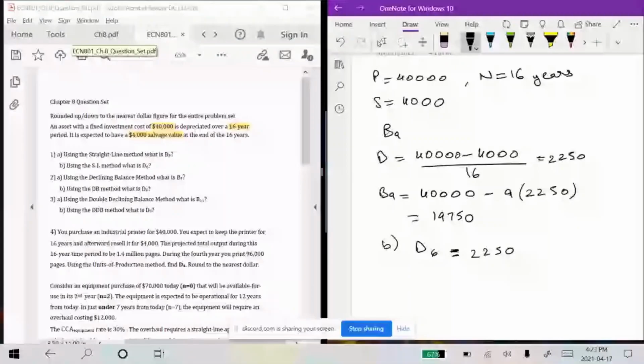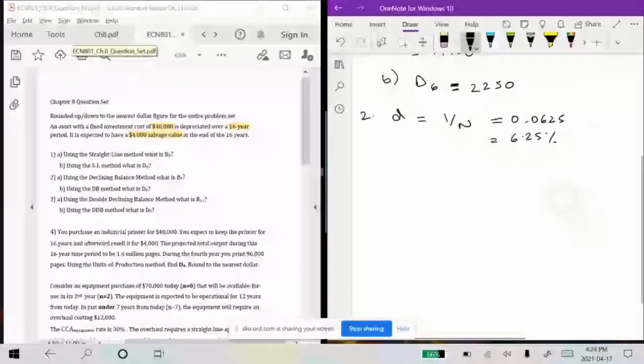Now, in using the declining balance method, we find this small d to be 1 divided by n, where n is the number of periods. So 1 divided by 16 would be 0.0625. So that is 6.25%.